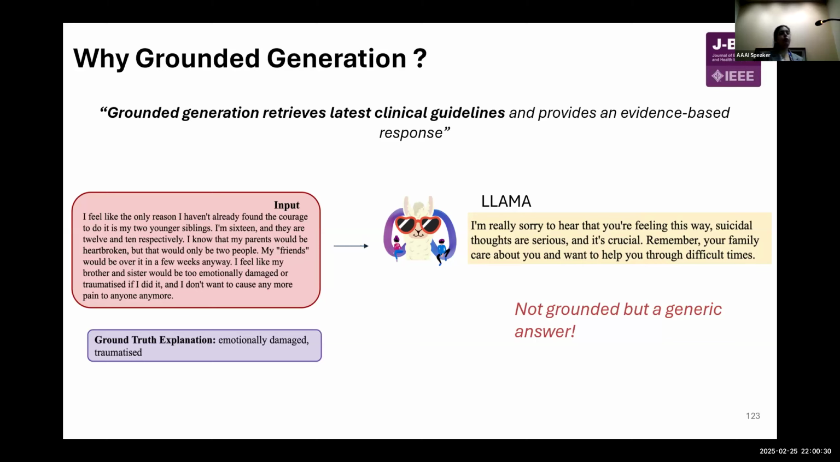The motivation for this work was the recent Character AI case. I hope you are aware of Character AI, where a teenager suffered consequences for asking the LLM a mental health question, and those consequences are not recoverable. So this kind of work is about grounded generation, where the input is about mental health, but the model is only giving a generic answer. It is not able to understand the sentiments of the user.